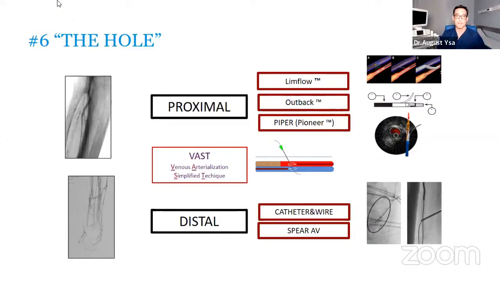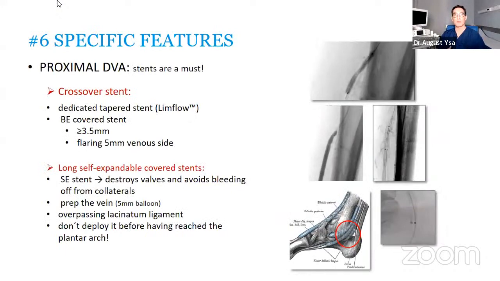So, specific features for proximal DVAs: you need to keep in mind that you definitely need a stent to focalize the flow towards the foot. For the crossover stent, you can use a dedicated stent in the LimFlow system, or alternatively, you can use an off-the-shelf balloon-expandable covered stent, nothing less than 3.5, because otherwise you will compromise your patency. And then in the venous segment, you need to flare this segment in order to accommodate the extensions with the covered stents. So we use self-expandable covered stents for the extensions, and we prolong these extensions up to the level of the calcaneal area.